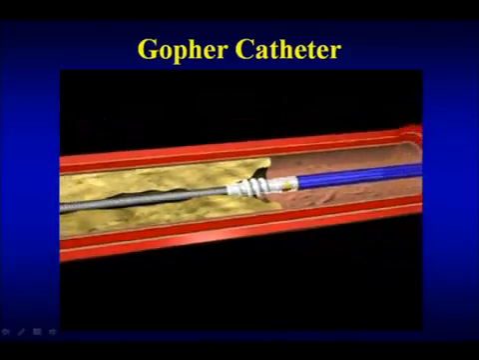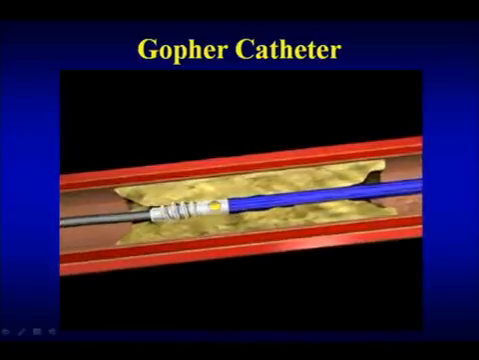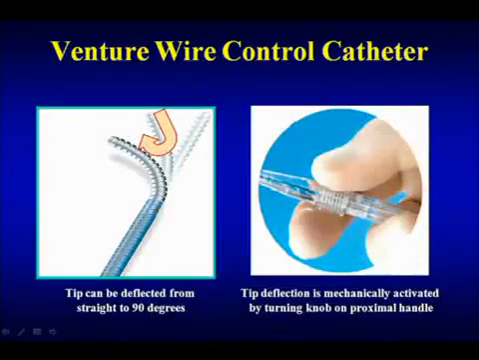There is another device which is called Gopher, and basically again like a screw in a tough vascular lesion, so that you can just screw it in the lesion, and of course the purpose there is that after that you change it to other catheters, other wires, and your balloons and so on.